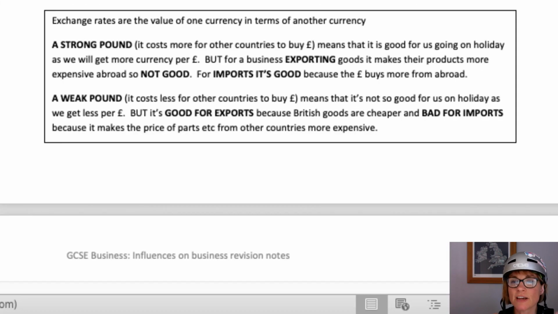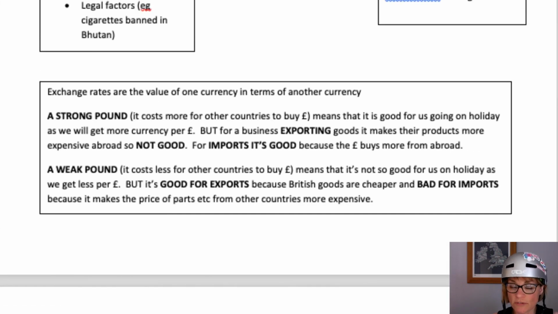Right, exchange rates. If you are really unsure about this, there's loads of help on YouTube from other people as well. But basically, exchange rates are the value of one currency in terms of another one. So if I want to go to America and I want to spend money, obviously I can't spend pounds because they don't take pounds. So I will have to buy some dollars. And one day I might take my little pound in and get $1.10 for my pound, and the next day I might take my pound in and get $1.20 for my pound.